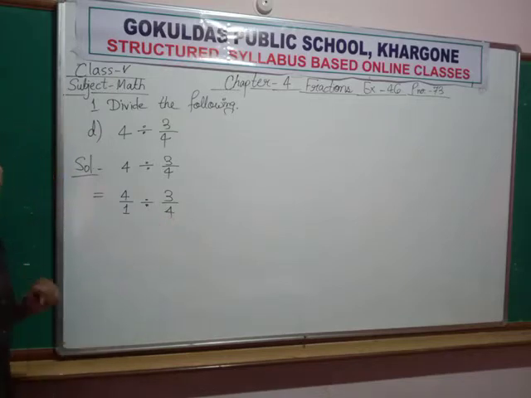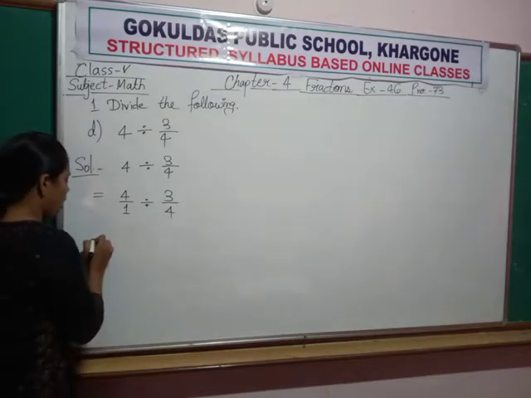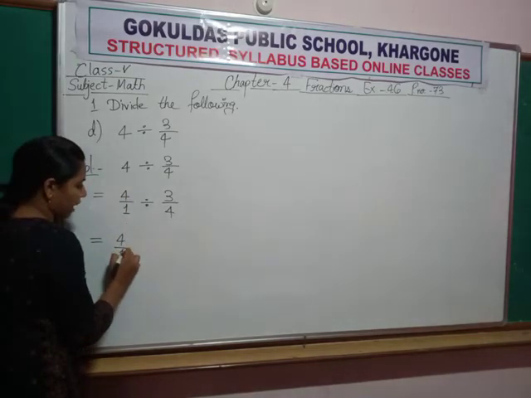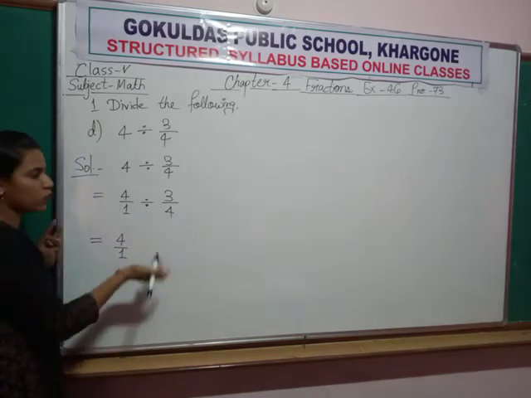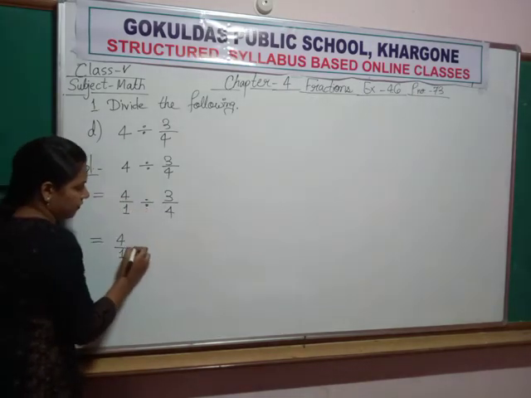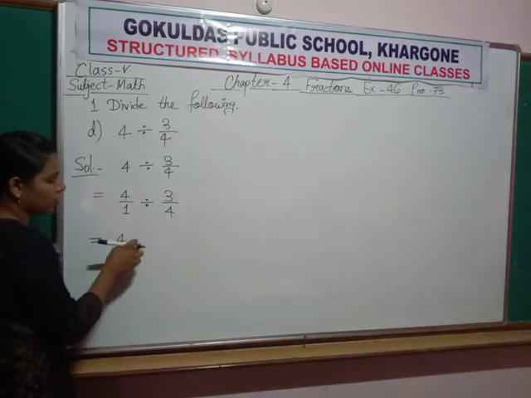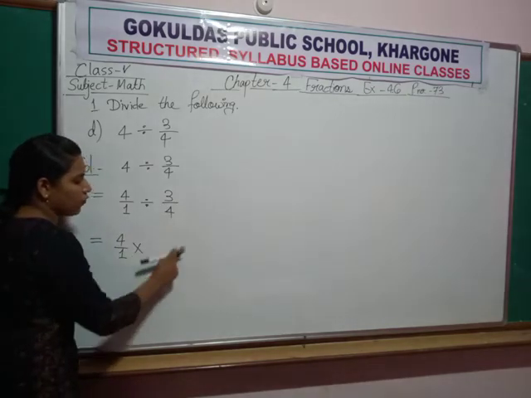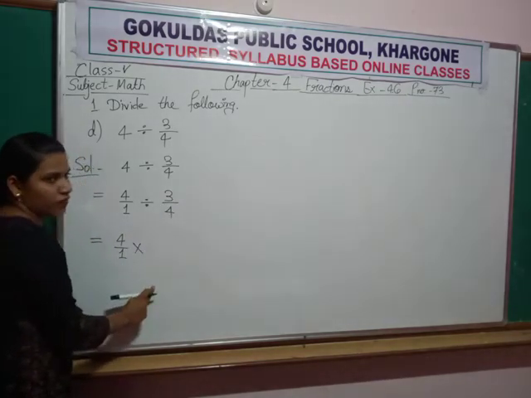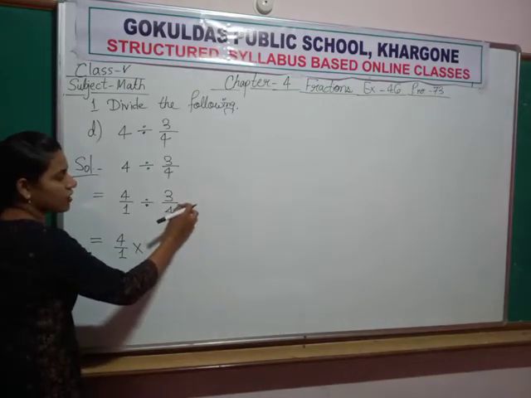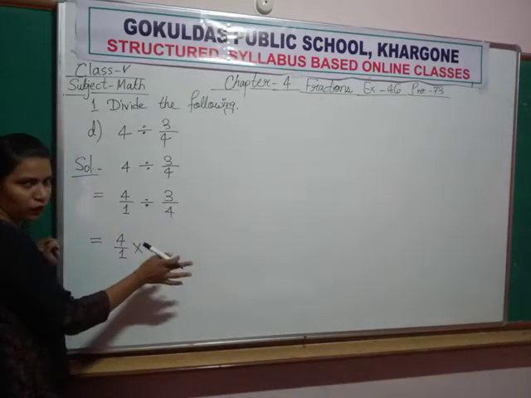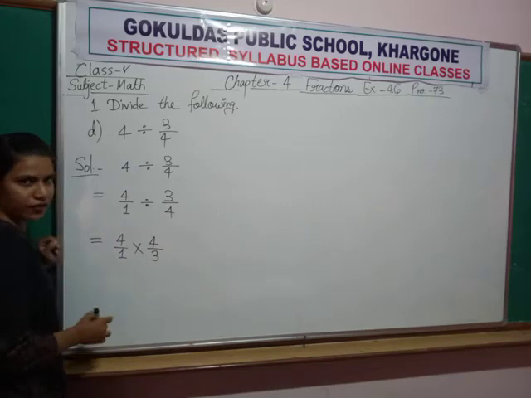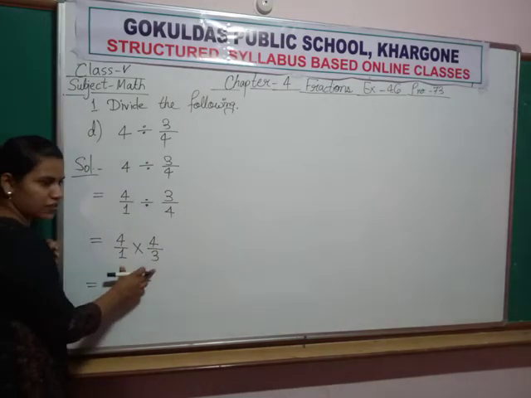Now here both the numbers are in fraction. How we divide fractions? We write dividend as it is. So write 4 upon 1 as it is. Now what we will do? We will put multiplication symbol at the place of dividend symbol, and at the place of divisor we write multiplicative inverse of divisor. Your divisor is 3 upon 4, and what will be its multiplicative inverse? 4 upon 3, right?